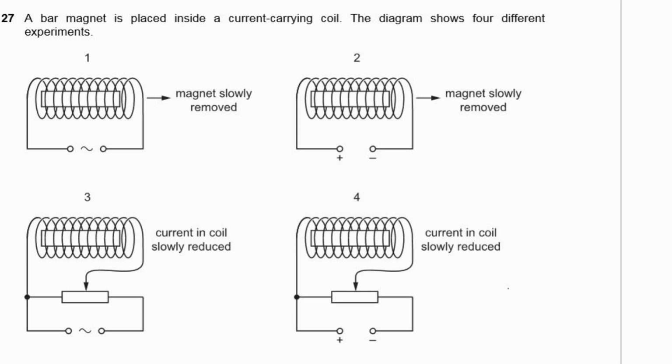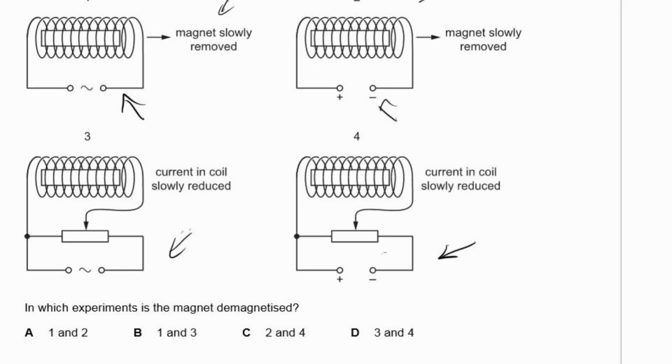27. A bar magnet is placed inside a current carrying coil. The diagram shows 4 different experiments. Here we've got the magnet being slowly removed, here we've got the magnet being slowly removed, but it's a direct current. We get alternating currents on the left and direct currents on the right. Which experiment demagnetizes the magnet?